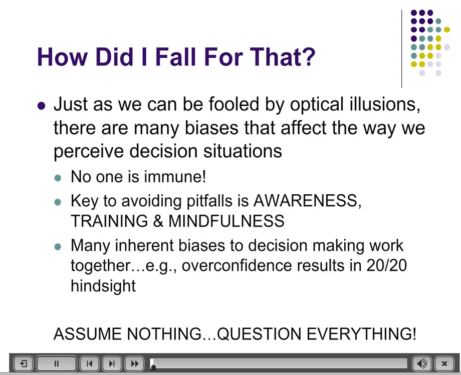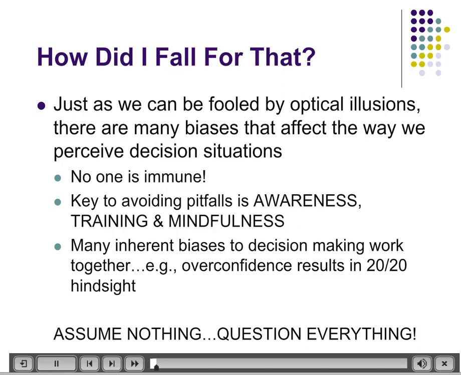So the next slide: how did I fall for that? We always feel like we can overcome biases or that we're immune to them because we're smart or educated. To be perfectly honest, just as we're fooled by optical illusions, we can be fooled by decision-making biases, because they come from the natural tendencies of our brain to try to make sense of the world. So will we all be subject to decision-making biases? Absolutely.